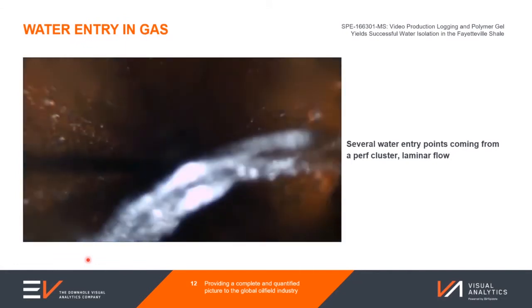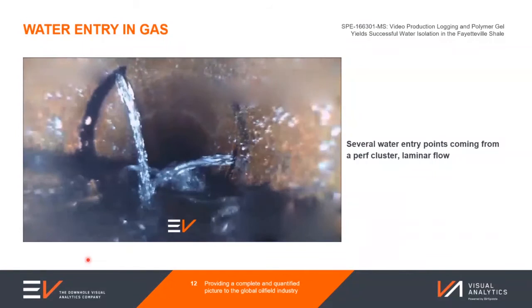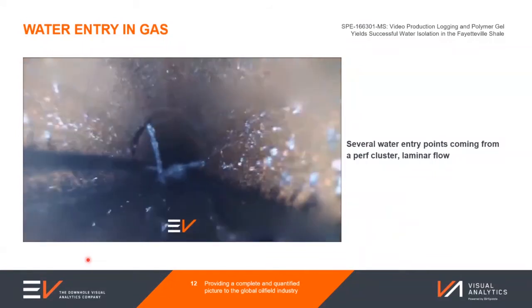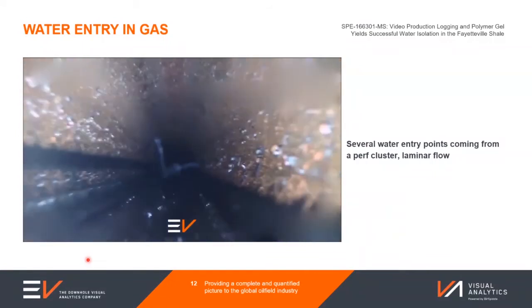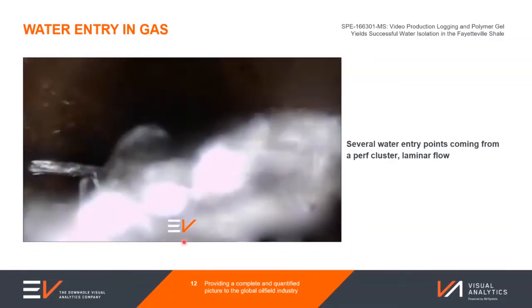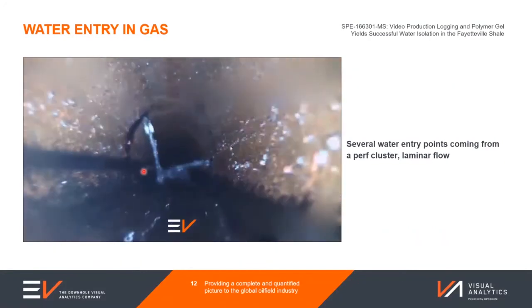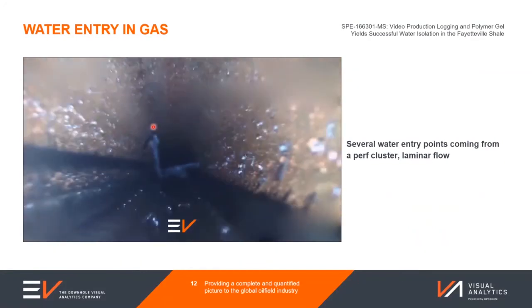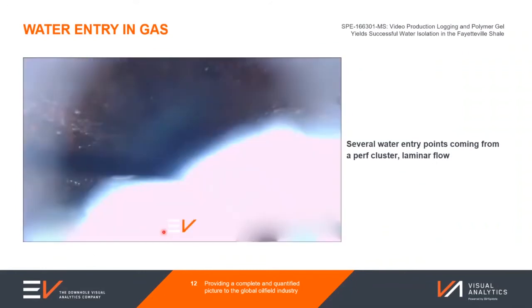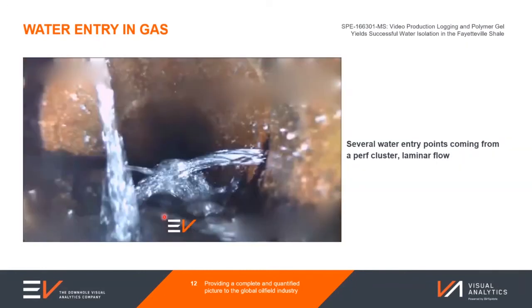Our second video clip shows the opposite. In this case, we're predominantly inside a gaseous area, but we can see quite a large amount of water being produced from this set of perforations. We can see at the 3 o'clock, the 5 o'clock, the 9 o'clock, and 11 o'clock positions, water pouring in. And we can also see the pooling of water, and the flow of water along the low side of the pipe.